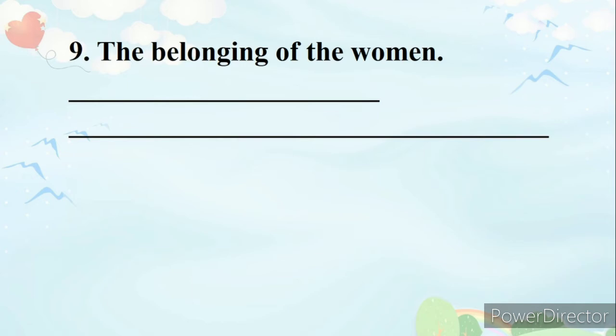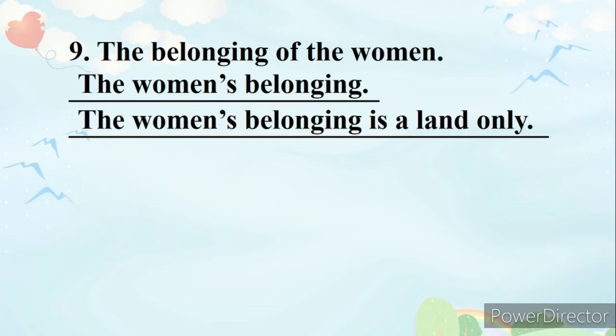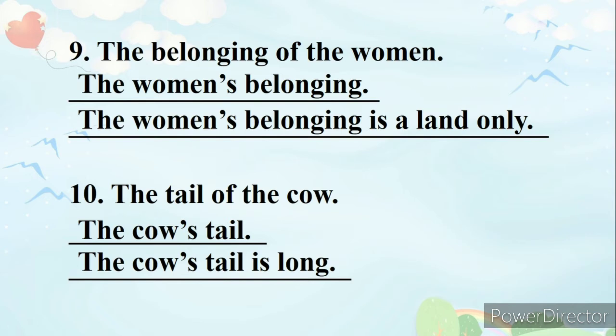9. The belonging of the women. The answer is the women's belonging. And the sentence I have written, the women's belonging is a land only. 10. The tail of the cow. The answer is the cow's tail. And the sentence is, the cow's tail is long.